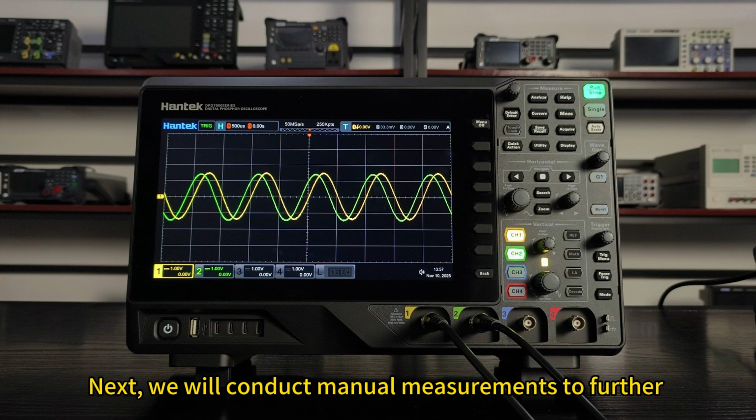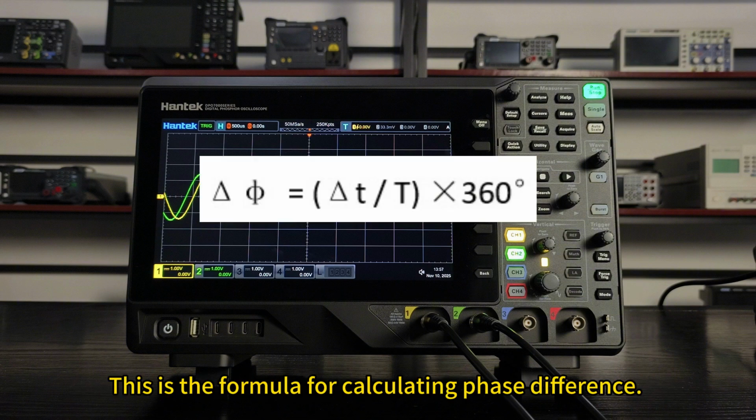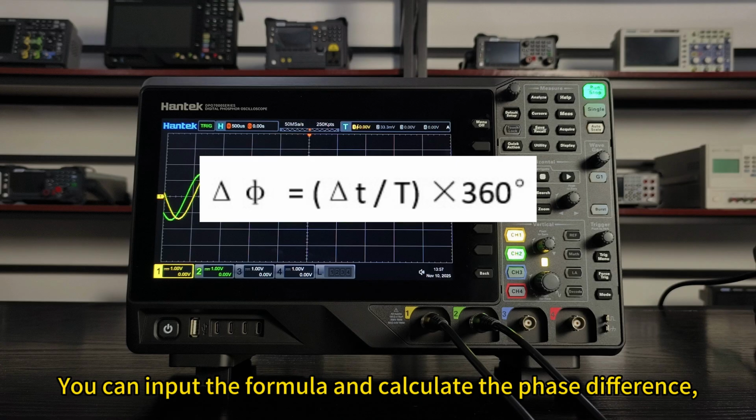Next, we will conduct manual measurements to further understand the measurement principle of phase difference. This is the formula for calculating phase difference. We need to measure delta T and T. You can input the formula and calculate the phase difference.